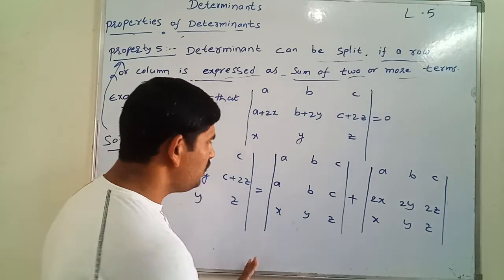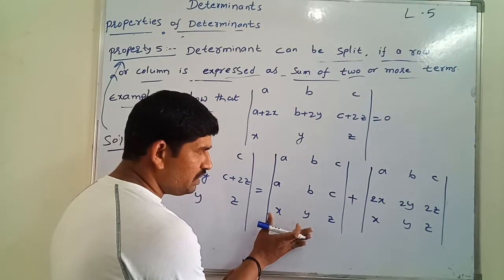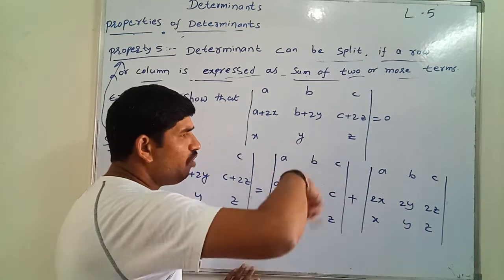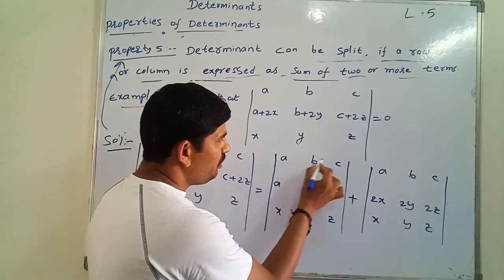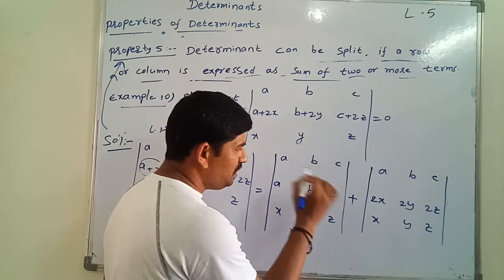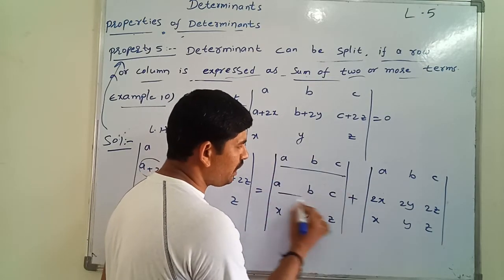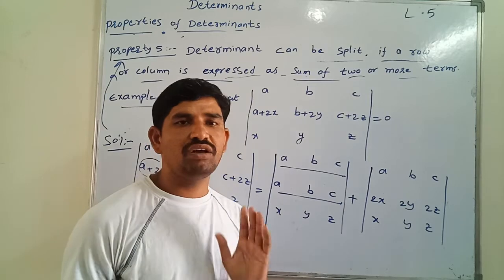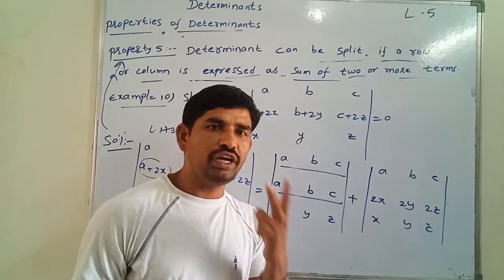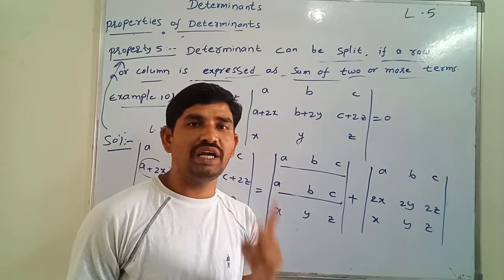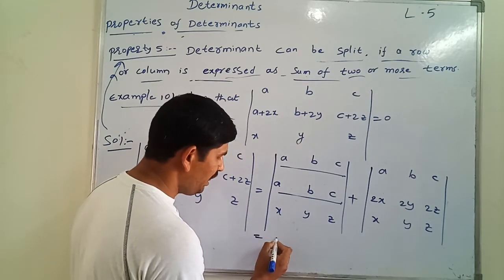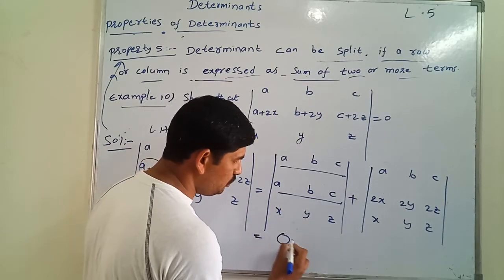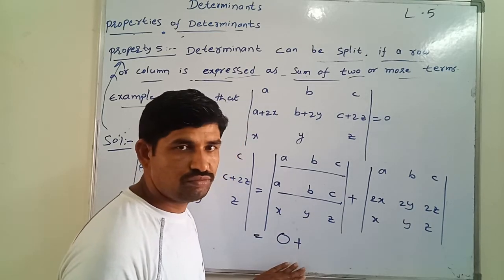By observing this determinant, you have to get the idea which property this is. A, B, C: the first row and the second row, are they identical or not? If any two rows or any two columns are identical, then the determinant is equal to 0. Yes or no? The determinant is equal to 0. This determinant is 0.